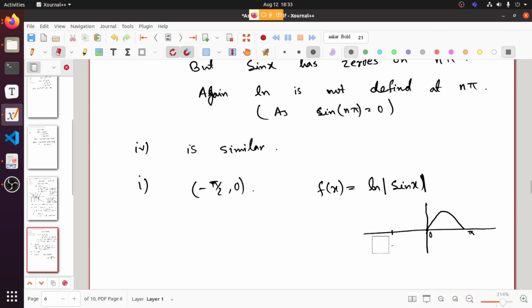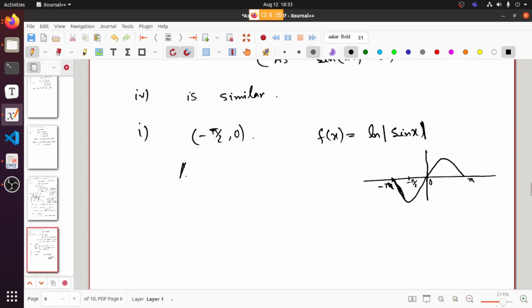And also this is pi, minus pi, and this is minus pi by 2. So here the log function looks like this, a sine function, right? So in the interval minus pi by 2 to 0, sine is negative.